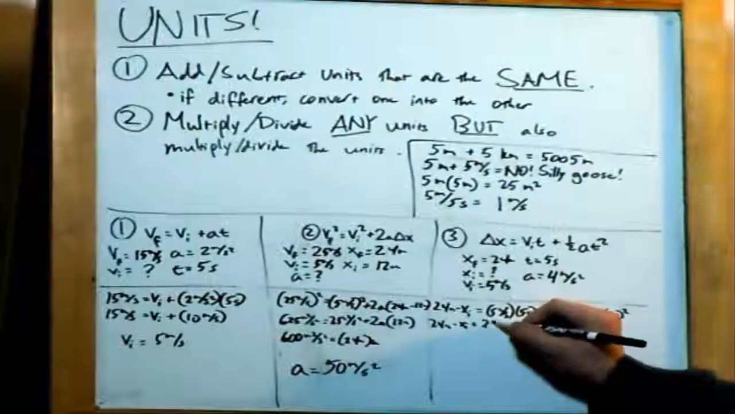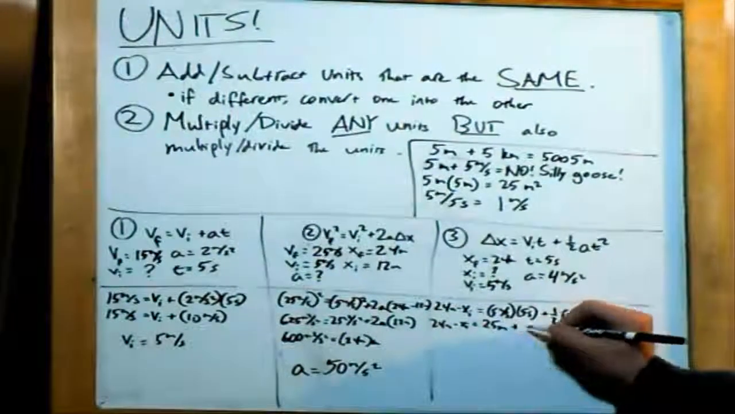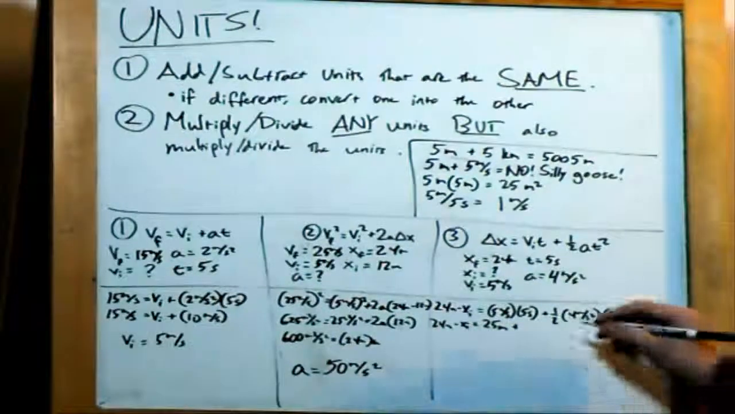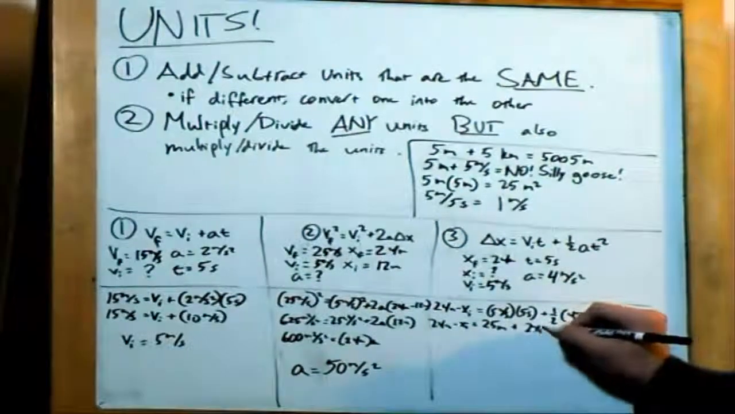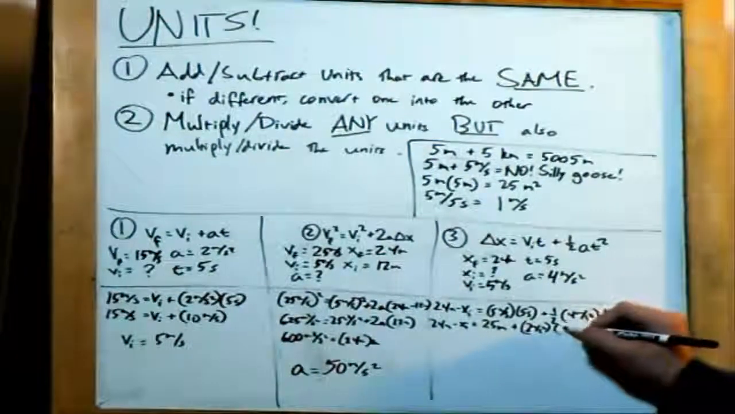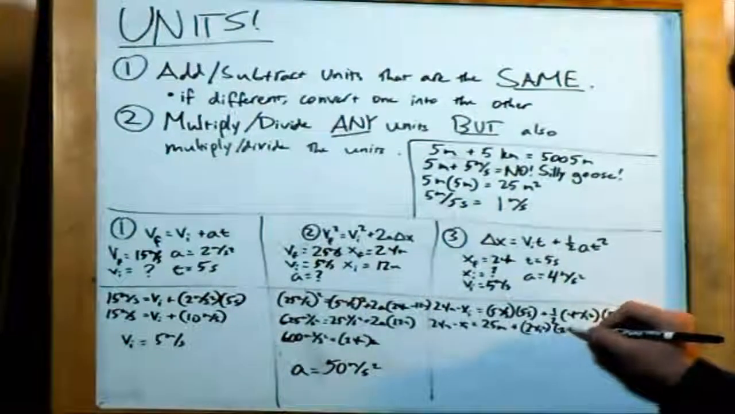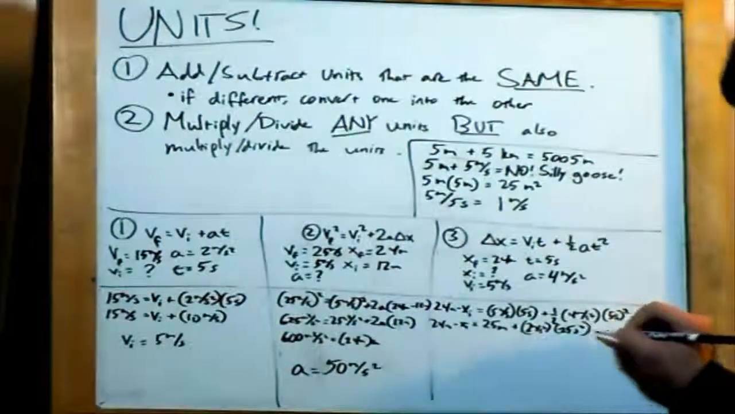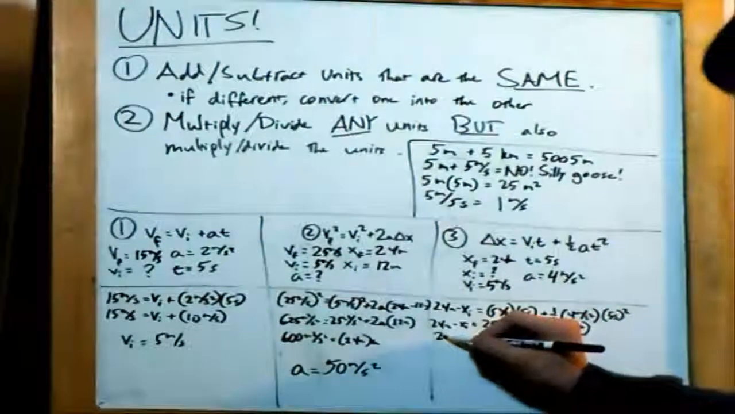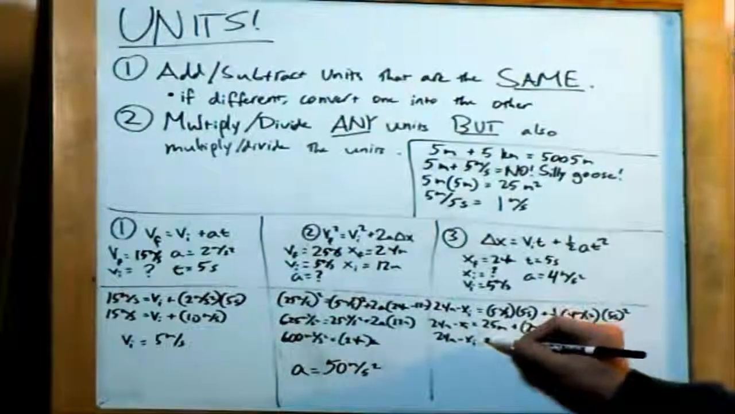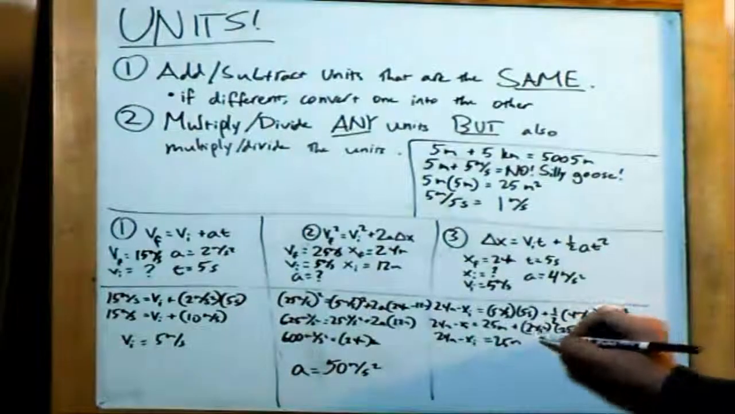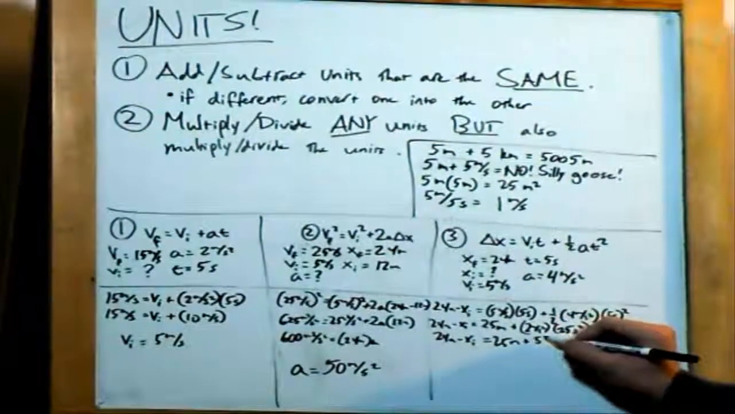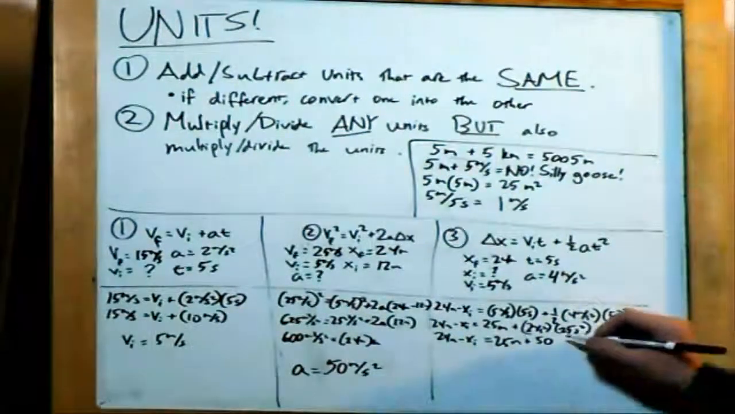5 times 5 is 25. The seconds will cancel out, giving us meters. Plus 1/2 times 4 meters per second squared gives us 2 meters per second squared. 5 seconds squared gives us 25 seconds squared. Let's keep going. 24 meters minus our initial position equals 25 meters plus 2 times 25, which is 50 meters per second squared times seconds squared, which gives us meters.